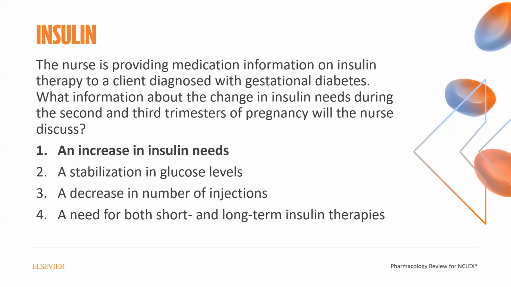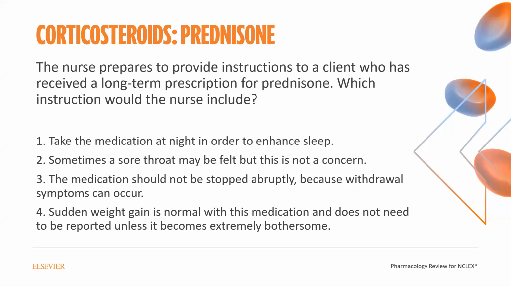A stabilization in glucose levels will be accomplished by monitoring and by treatment, and there will not likely be a decrease in the number of insulin injections, and the pregnant client will be treated with short-term insulin such as regular insulin, not a long-term insulin. And remember that factors that increase stress on the body, such as pregnancy, result in increased glucose metabolism and increased insulin needs. On the next slide, we're going to go over a question on the corticosteroid prednisone.